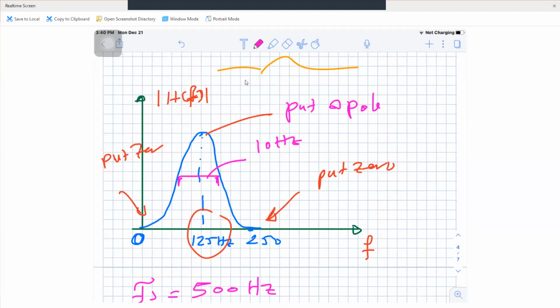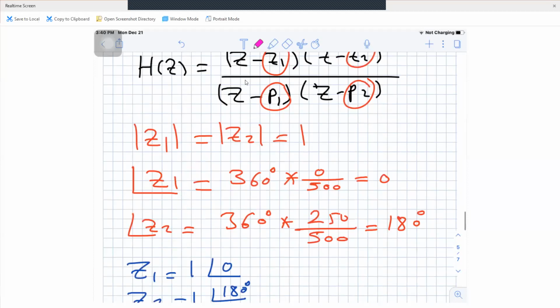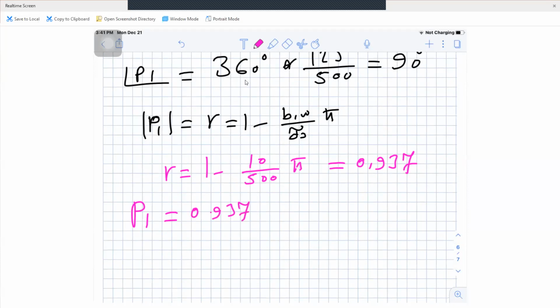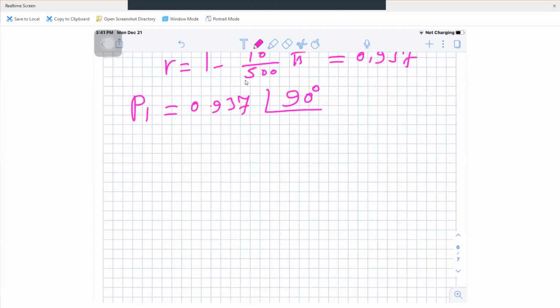Based on this information, we can determine the value of R. R will be 1 minus 10 divided by 500 multiplied by pi, which is about 0.937. So in this example, P1 has a magnitude of 0.937 and its angle will be 90 degrees.